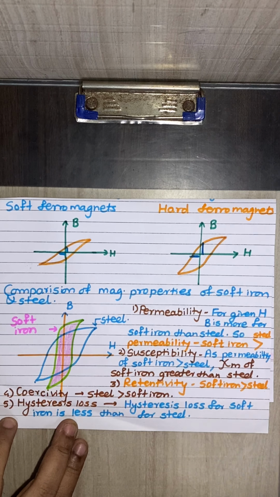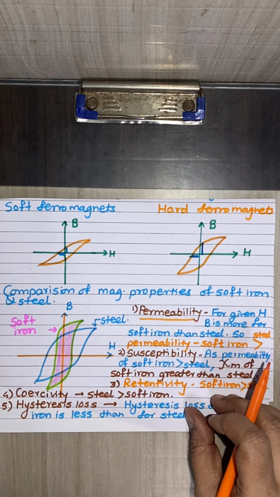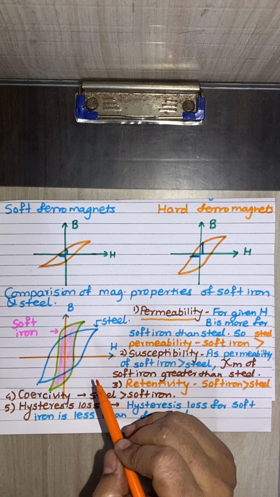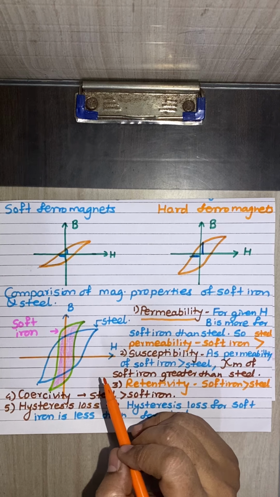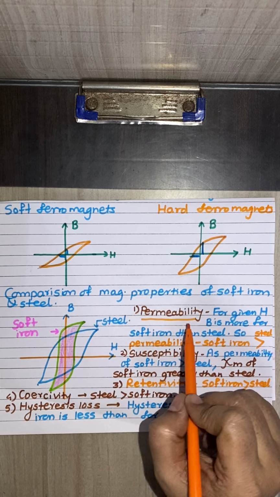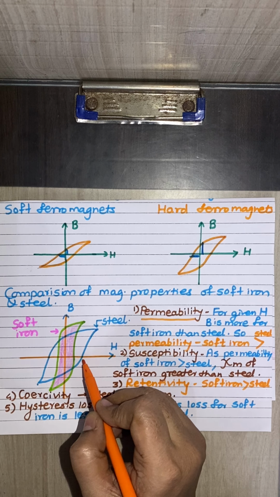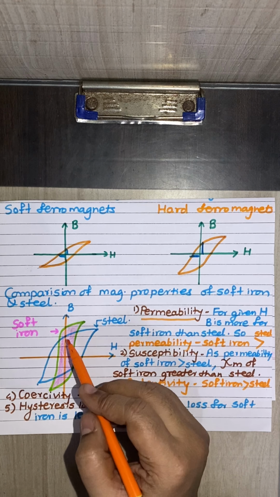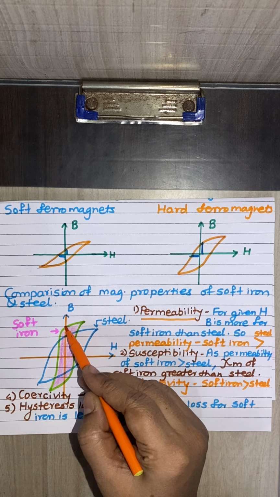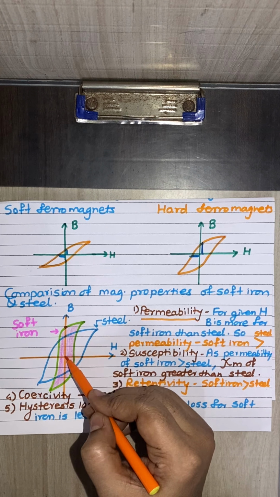You can see that, relating to the first term, that is permeability: for a given H, B is more for soft iron than that of the steel. Permeability is what we are going to discuss for a given value of H. Suppose we consider a value of H, then for that value of H, the value of B is more for the soft iron. You can see that from this place to this place, the value of B is more as compared to the value of B for the steel, isn't it?